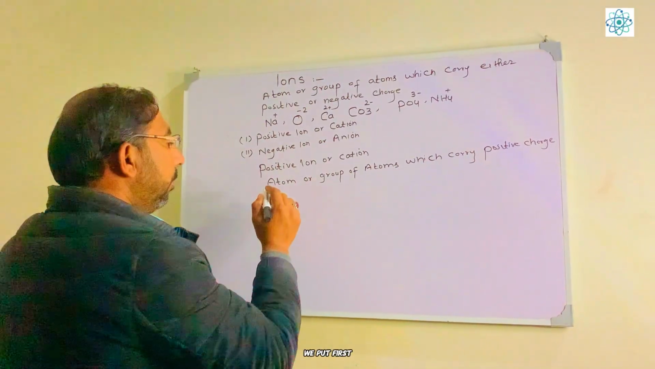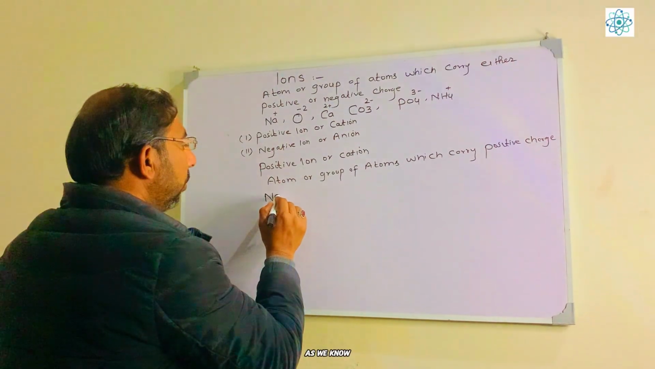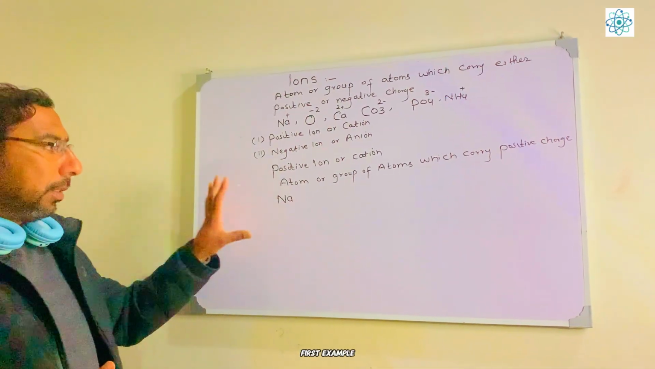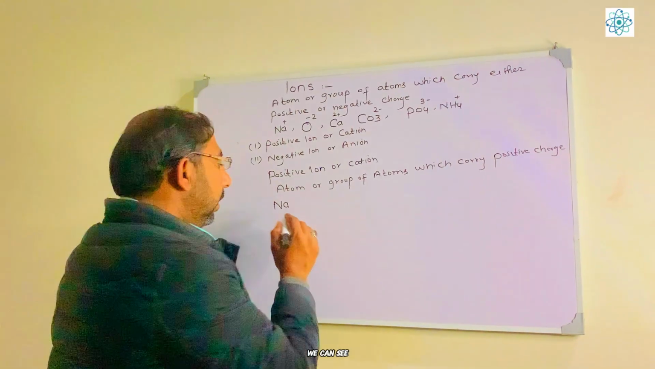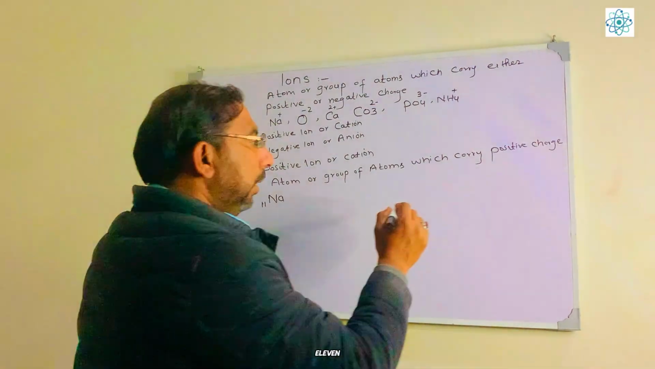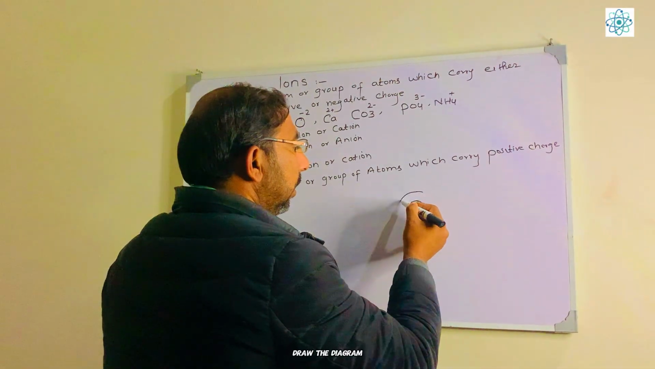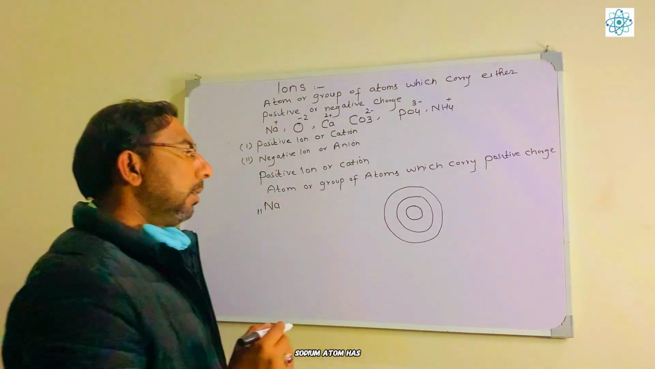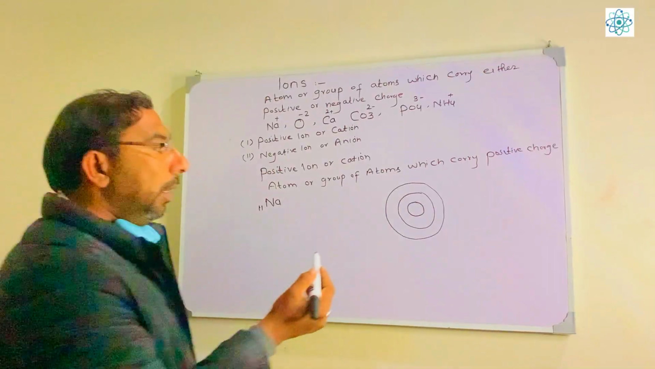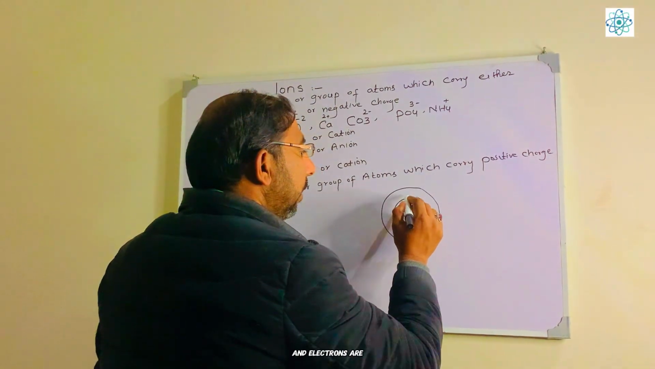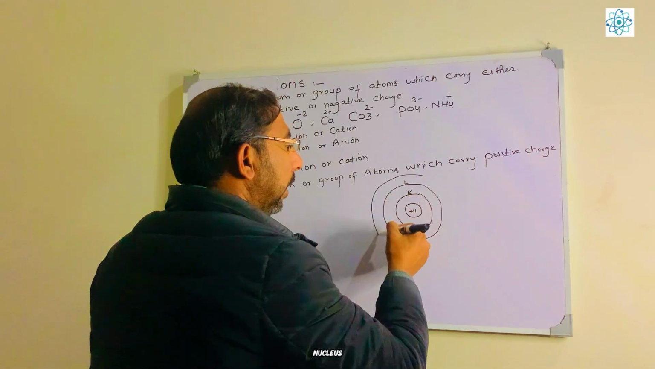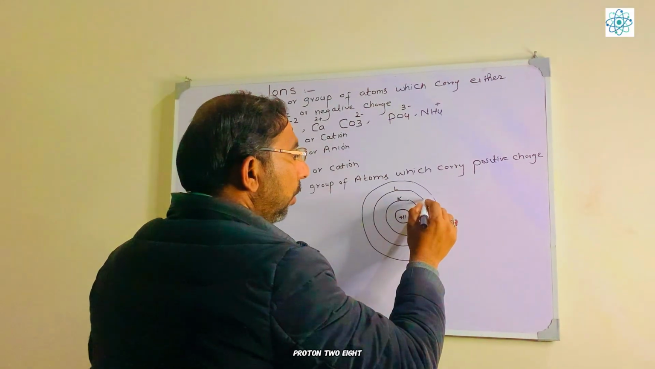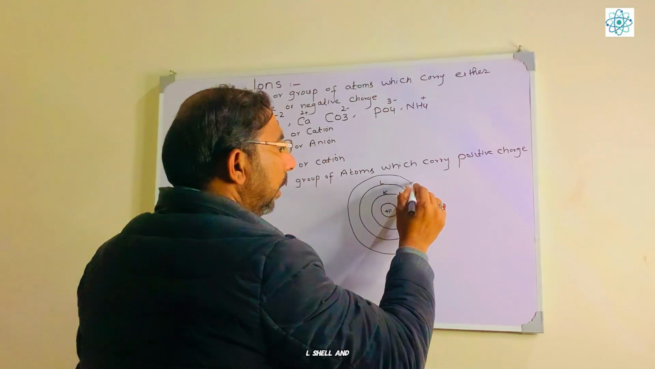In our example, we take sodium first of all. As we know, sodium is an atom, and an atom is electrically neutral. Its atomic number is 11. I can draw the diagram of a sodium atom to explain the formation of a positive ion. Sodium atom has 11 protons and 11 electrons. Protons are present in the nucleus and electrons are present outside the nucleus in shells or orbits. In my example, it has 11 protons, and electrons arranged as 2, 8 and 1, in the K shell, L shell and M shell.